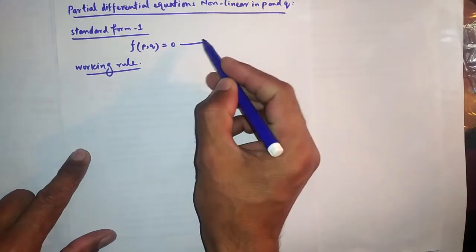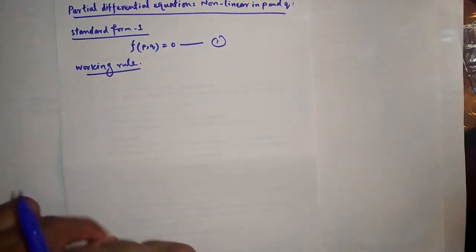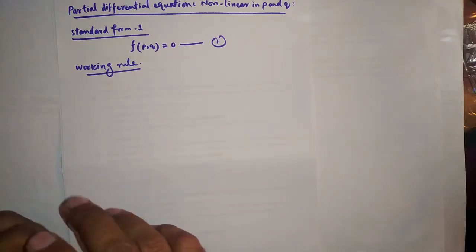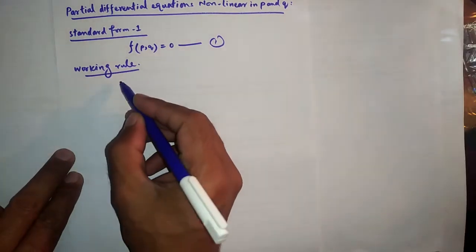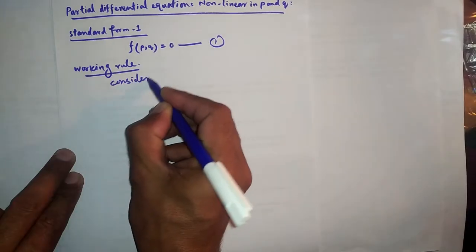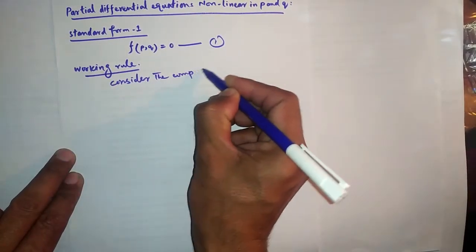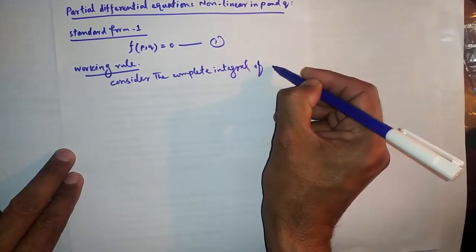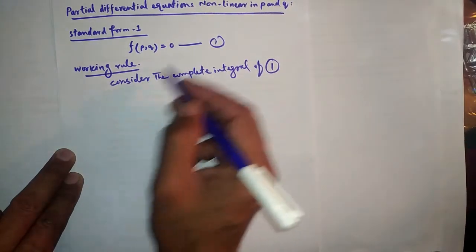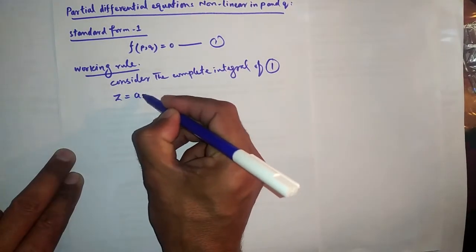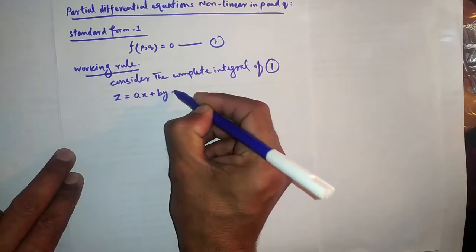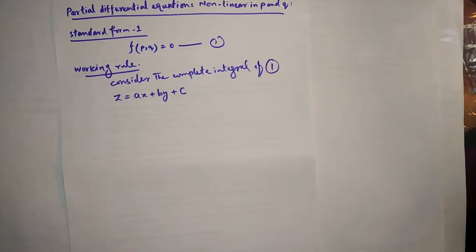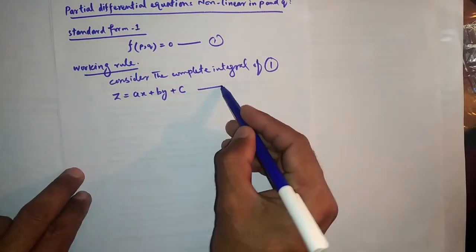So this is equation number 1. If we consider the complete integral of equation 1 in the form of z equals ax plus by plus c, where a, b and c are arbitrary constants, this is equation number 2.